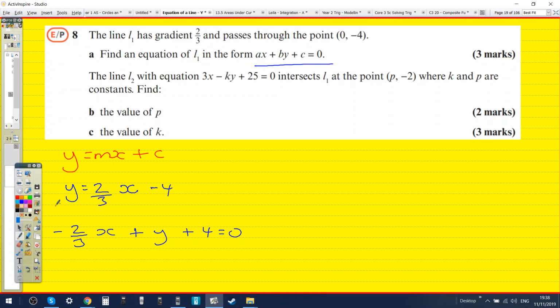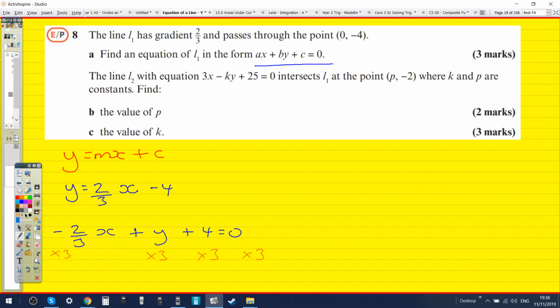However, I think the question should have said where a, b, and c are integers. So how would you make it so there's no fraction? There's no over 3. Do I then need to do 3 plus 2x or something like that? Times everything by 3. All right.